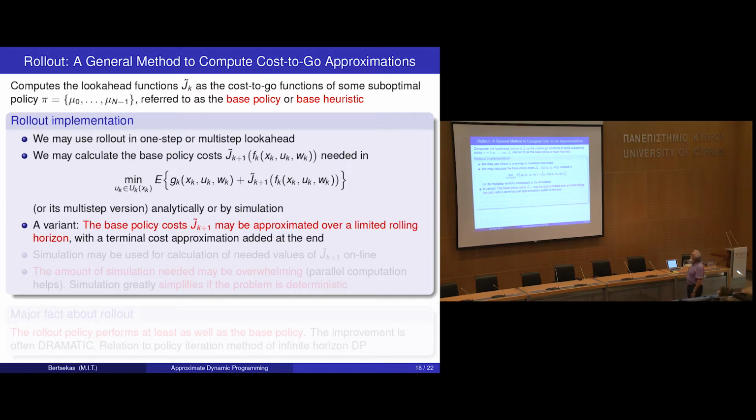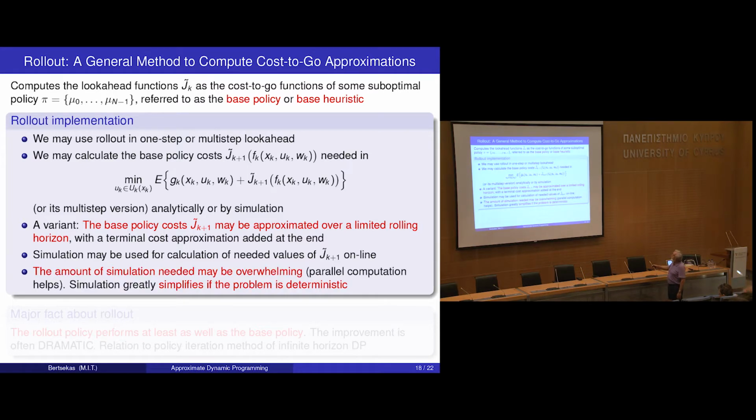What we're going to show you a little later is that the rollout policy is always better than the base policy. So you can always improve the policy that you have through rollout. Let me mention a variation of rollout. Rollout involves simulation from a given stage to the end. If the horizon is very long, then you might want to do simulation over a limited number of steps to save on computation and replace the remainder with some approximation. So that's what I have here. The base policy cost may be approximated over a limited rolling horizon with a terminal cost approximation added at the end.